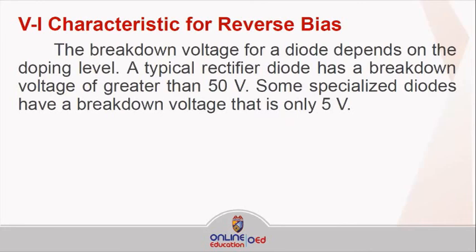Okay, ito naman yung tinatawag nating voltage current, breakdown voltage. Okay, ano ba yung breakdown voltage? The breakdown voltage for a diode depends on the doping level. A typical rectifier diode has a breakdown voltage of greater than 50 volts. Usually, kapag yung mga typical na rectifier diode, ang mga value ng breakdown voltage is greater than 50 volts. Then, some specialized diodes have a breakdown voltage naman is only 5 volts. Okay?